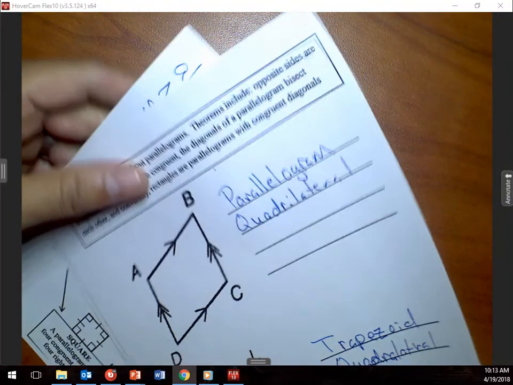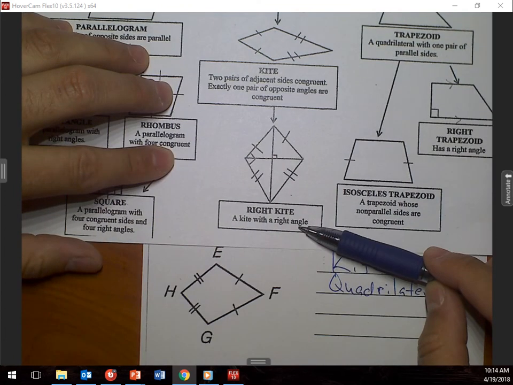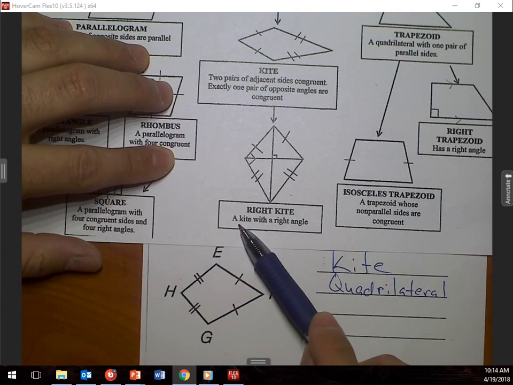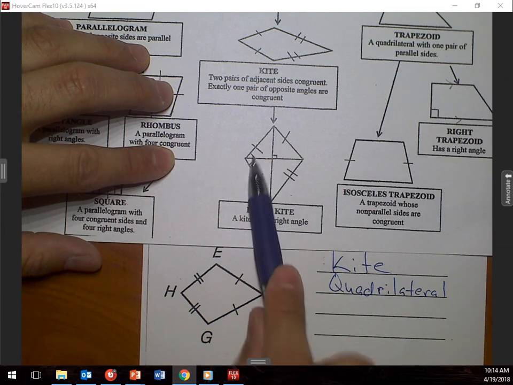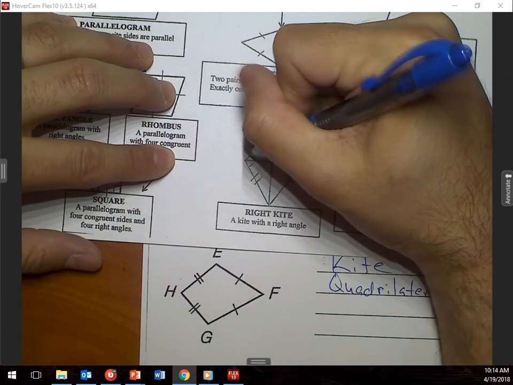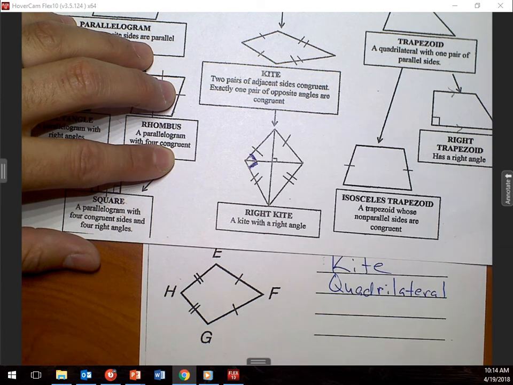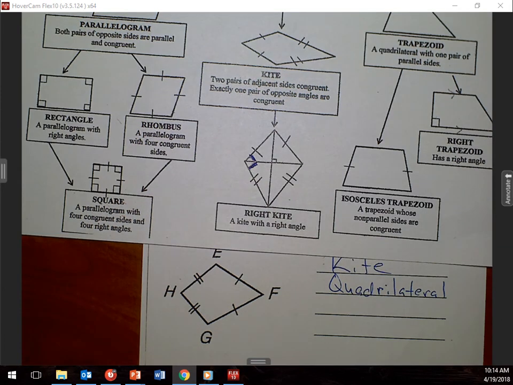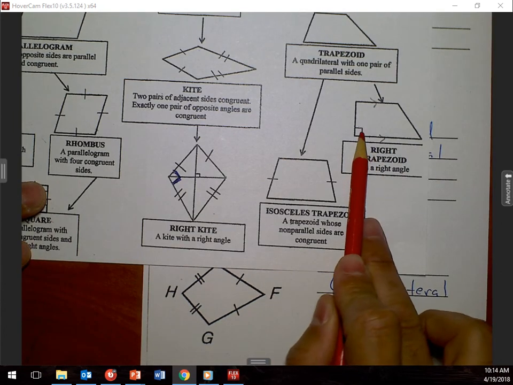Why is that not a right kite? I don't understand. Okay, look at right kite. What does a right kite need? It needs a right angle. So is there a right angle here? If it's a right kite, it's always going to have the little square. That's what we need. If it doesn't, it's not. Kind of like the right trapezoid. It has to have a right angle.